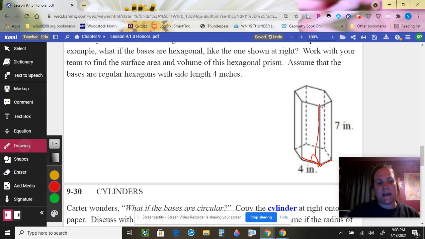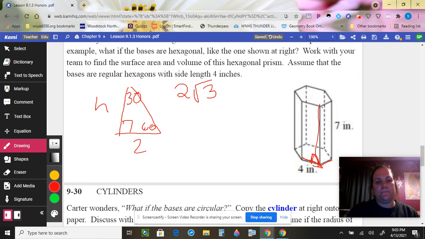Okay, so for my hexagon, when I draw that, this is the triangle down here. This should be 30, and this side shouldn't be 4, it should be 2. So if you remember your 30, 60, 90s, that would be 60 degrees. So across from the 60 would be the height. So this would be 2 radical 3. So that would be my height.